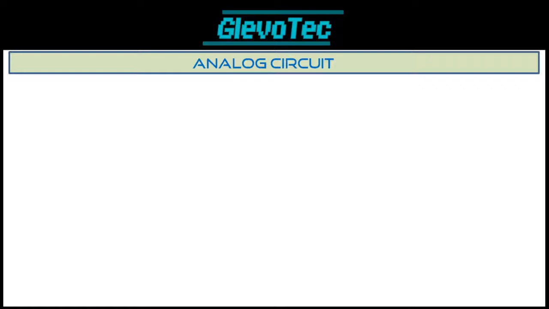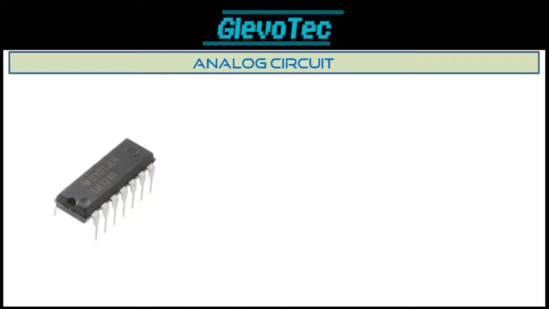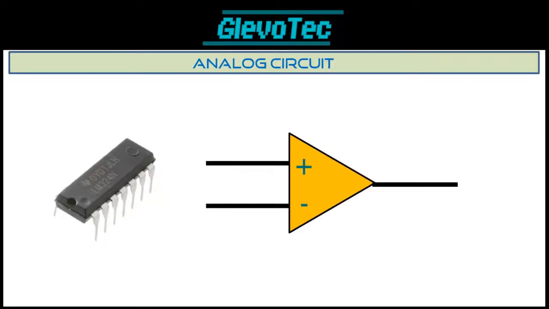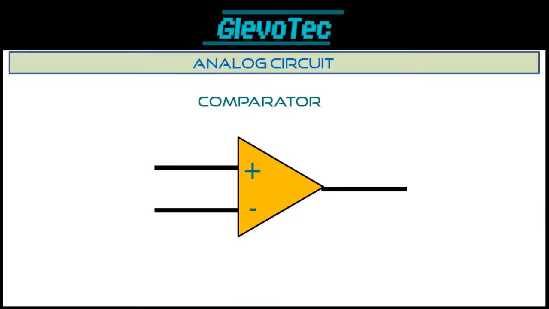There are a number of ways to do this, but I will show you one of the simplest and most common ways. We will use an operational amplifier, also called op-amp. These are wonderful components and have so many applications in analog electronics. Here we will configure it as a comparator. All a comparator does is compare two voltages.